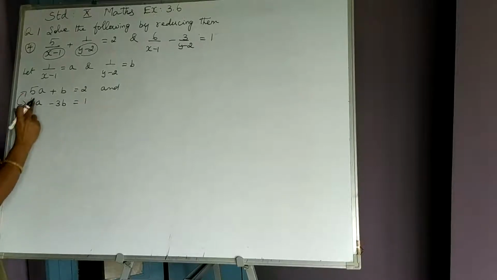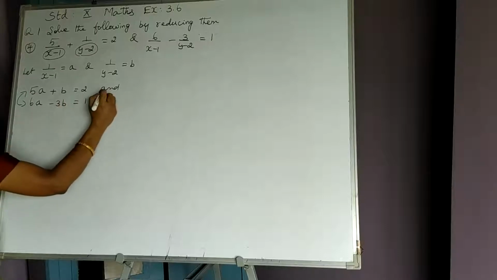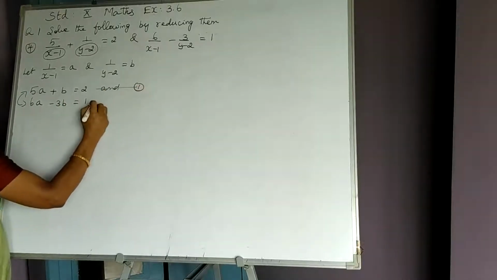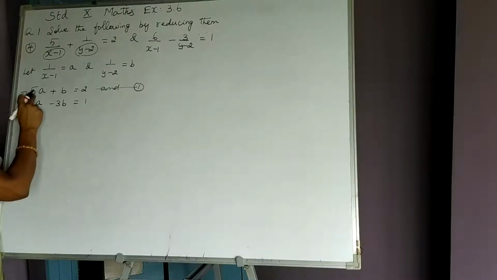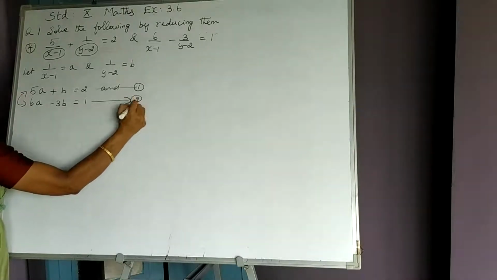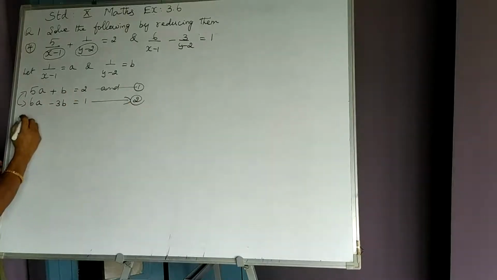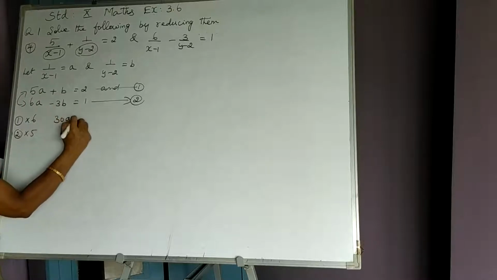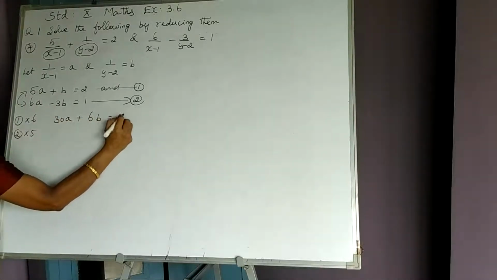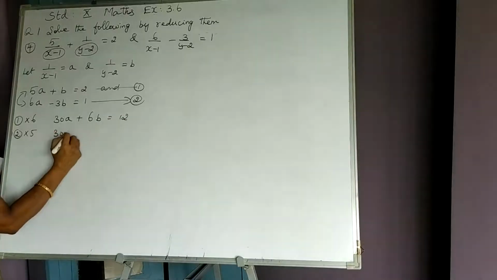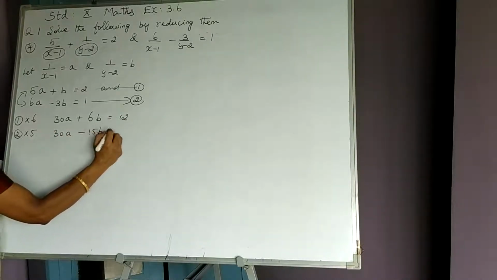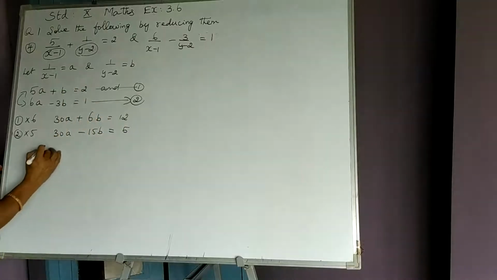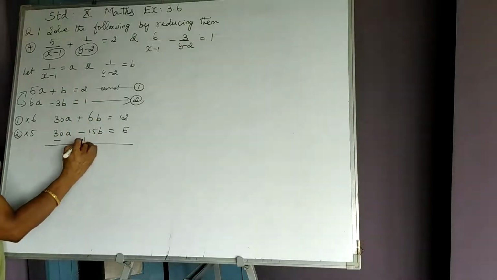Therefore, to make the coefficients of a equal, I am going to multiply the first equation by 6 and the second equation by 5. So, we have named this as first and second equation. So, first equation is going to be multiplied by 6 and second equation we are going to multiply by 5. Multiplying this equation by 6 will get 30a plus 6b is equal to 12, and 30a minus 15b is equal to 5. Therefore, here we are going to subtract the equations.